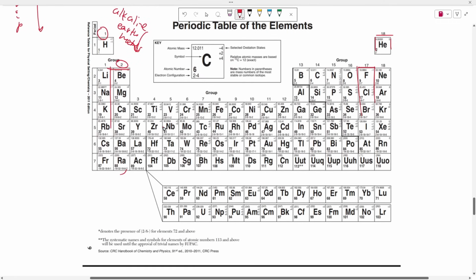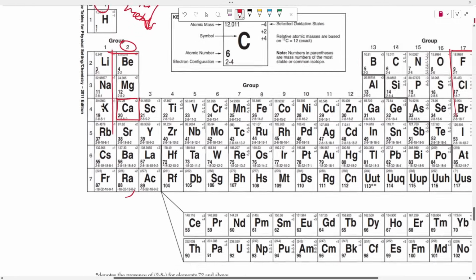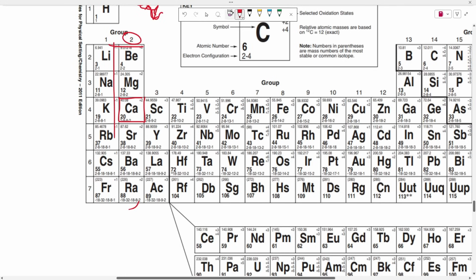So let's look at where calcium is. Let's look at where magnesium is. Okay, so calcium is down here, magnesium is here, and it's saying that calcium has a larger atomic radius. Well, what is the atomic radius? Well, it's the distance from the center of the atom to the outermost shell.